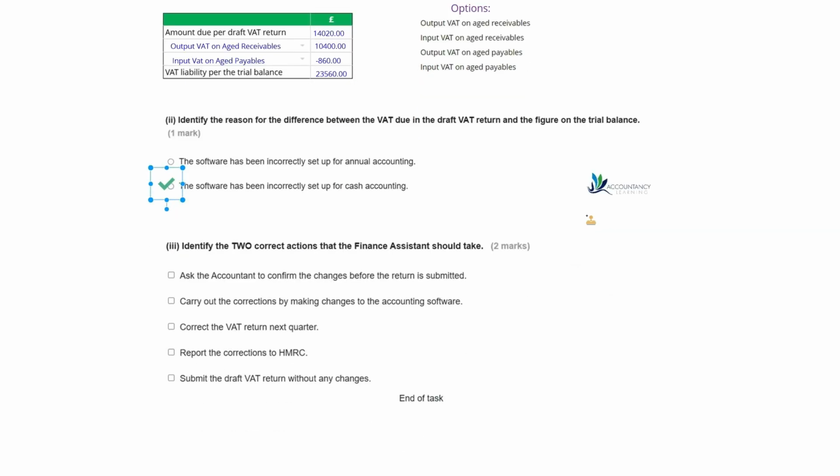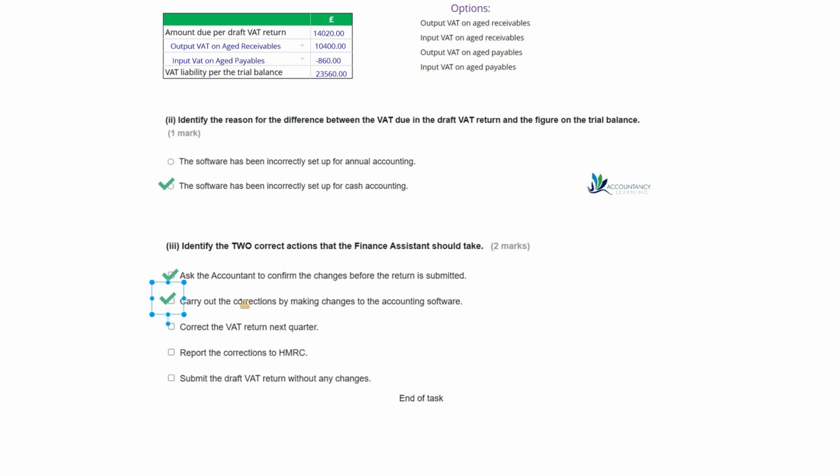Then finally, we need to identify two correct actions that the finance assistant should take. So we've got a choice of 5 here. So we should be making sure that we ask the accountant to confirm the changes before we submit the return. And we also need to carry out corrections by making changes to the accounting software so that the error doesn't happen again.